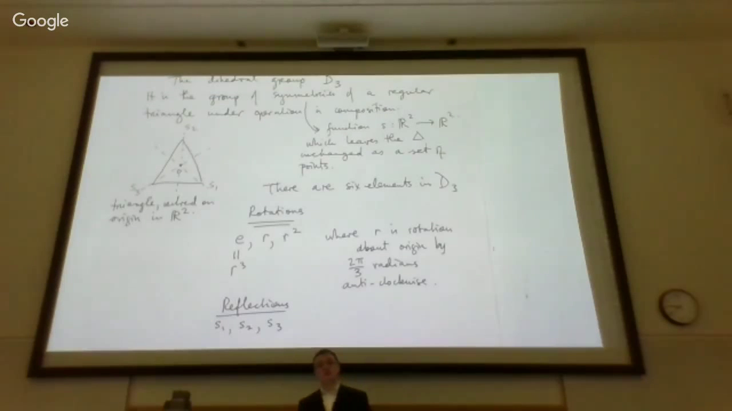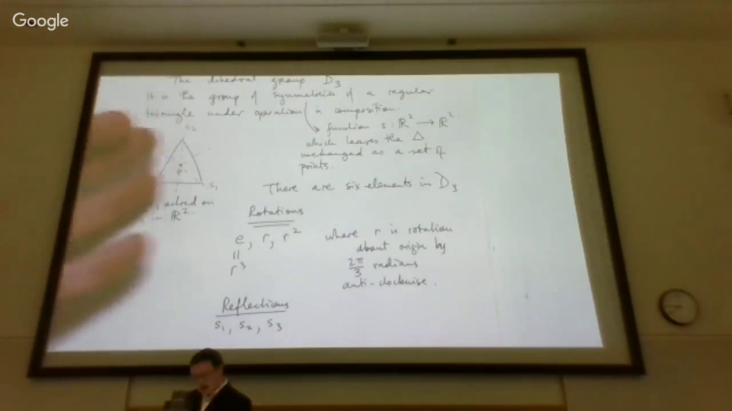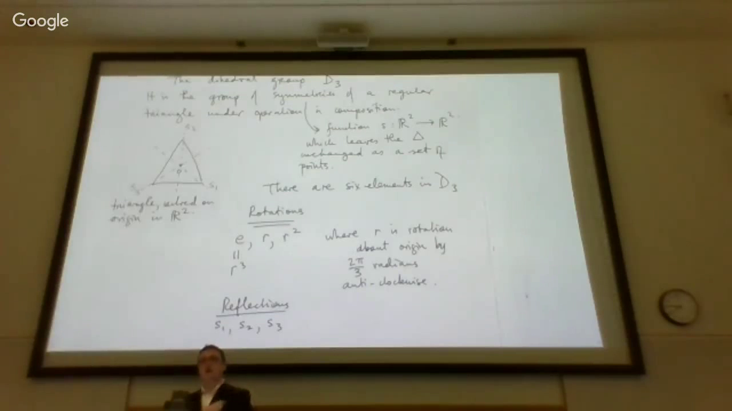And there are no other ones. There's no other ways to reflect the plane which leave the triangle unchanged. Because if you reflect the plane in any other axis, it won't be exactly the same triangle sitting there. The triangle will have moved to a different position, occupying different points. So these are our 6 elements.